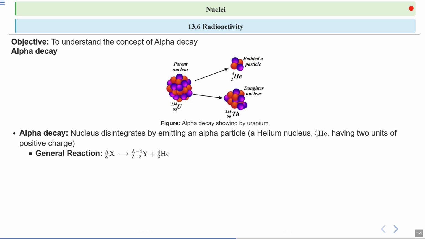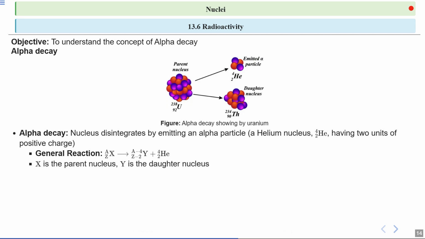Let's look at the general reaction for alpha decay. We write it as nucleus X with mass number A and atomic number Z changes into a new nucleus Y with mass number A minus 4 and atomic number Z minus 2, plus an alpha particle, which is a helium nucleus. This shows the basic pattern for any alpha decay process.